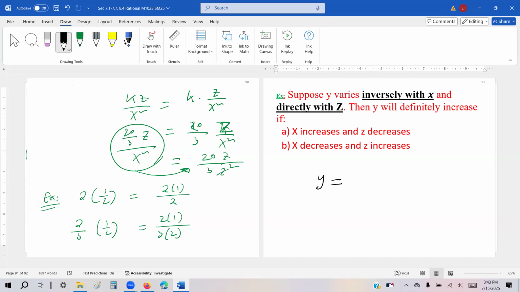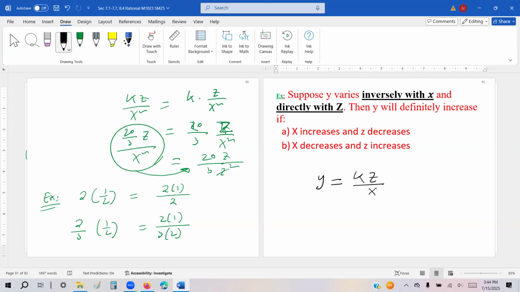So where do you put the X? On the same level or on the denominator? Denominator. And directly with Z. Z is on the numerator. Where does K go? On the top. So Y is changing directly with Z, inversely with K, inversely with X, with a constant rate K. Ella, is a question or answer?